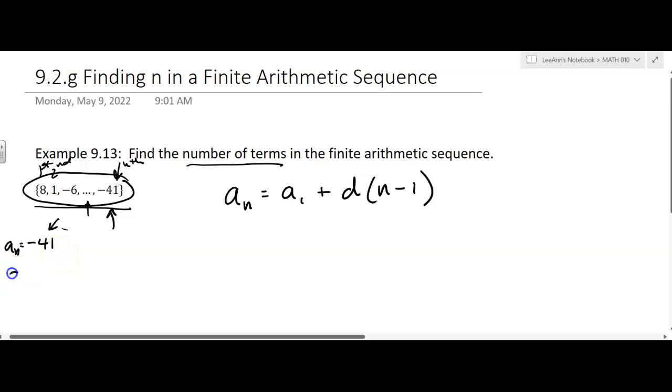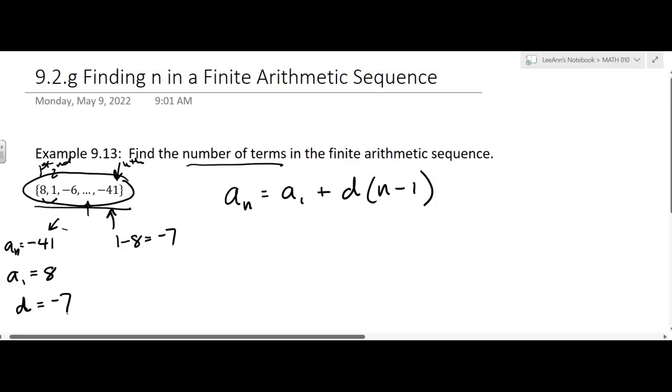We also have to know the first term, but they give us that. It's 8. And then what's the common difference? Well, what's 1 minus 8? -7, right? The numbers are going down, so we were expecting d to be a negative number. Okay, so d is -7.